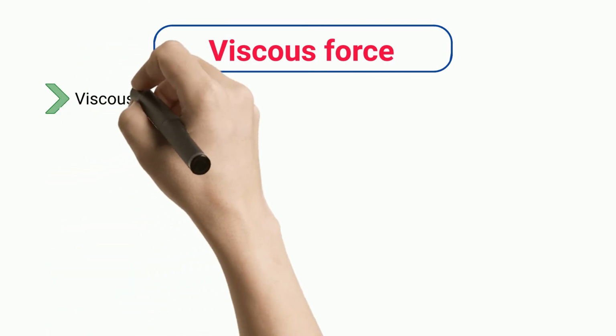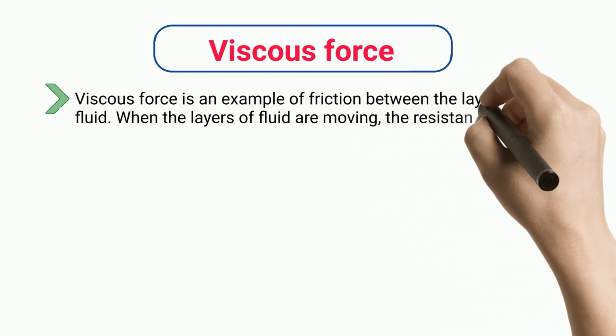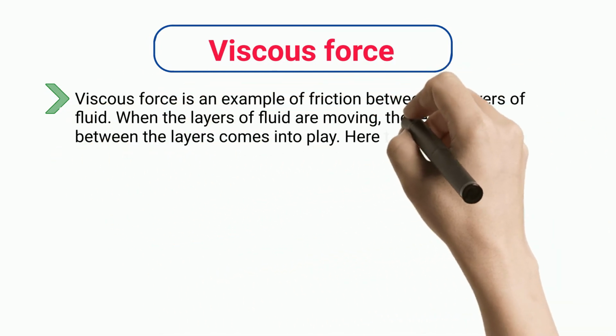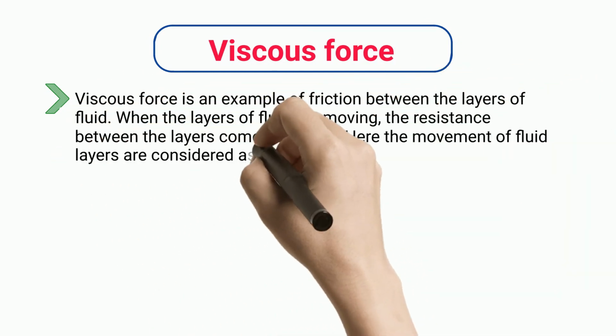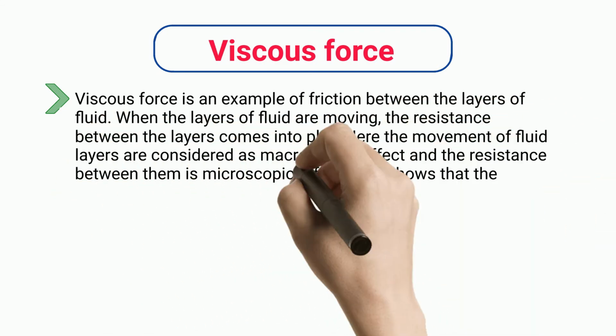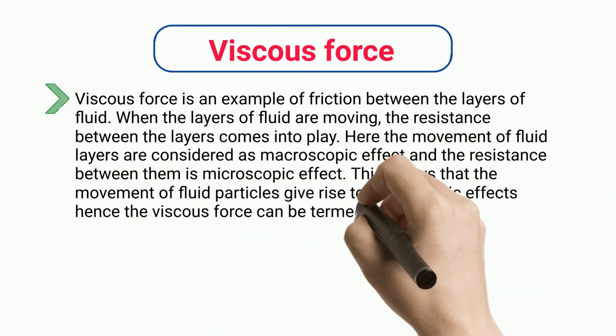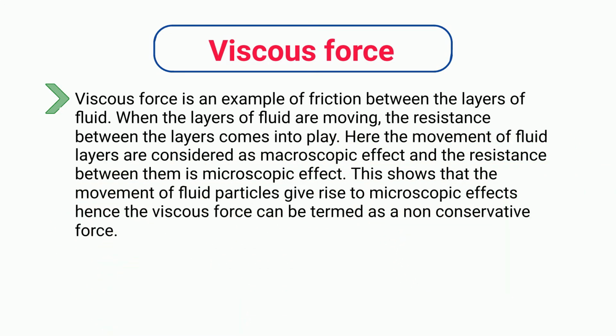Viscous force. Viscous force is an example of friction between the layers of fluid. When the layers of fluid are moving, the resistance between the layers comes into play. Here the movement of fluid layers is considered as macroscopic effect and the resistance between them is microscopic effect. This shows that the movement of fluid particles gives rise to microscopic effects, hence the viscous force can be termed as a non-conservative force.